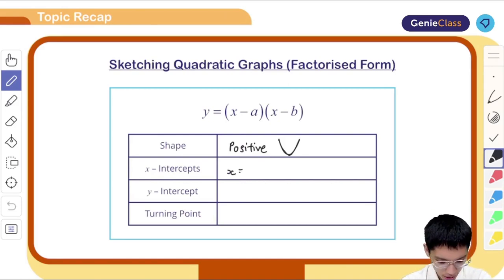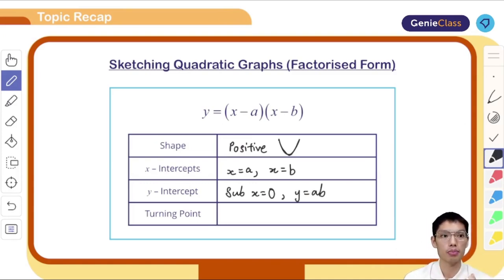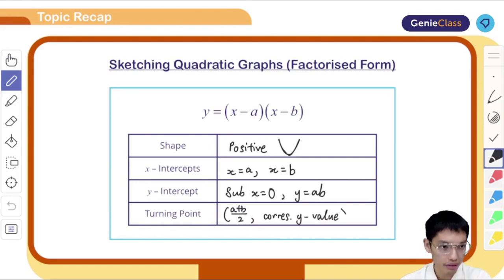Alright, so I have x is equals to a, x is equals to b for my x-intercepts. Okay, y-intercept means when x is 0. Okay, I have my y-intercept, just have to be ab. That's an algebraic manipulation. Lastly, turning point is just the middle point of my x-intercepts and then my corresponding y value. Alright, that's my turning point where we have it.